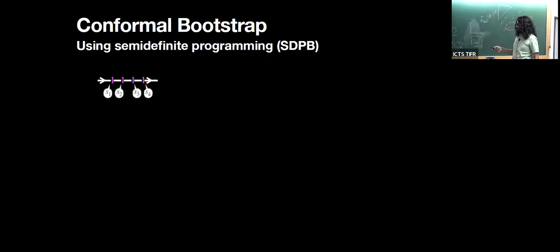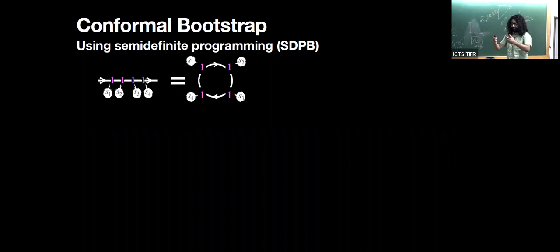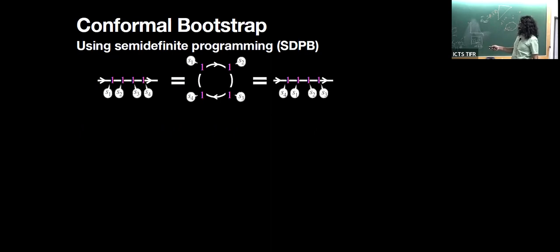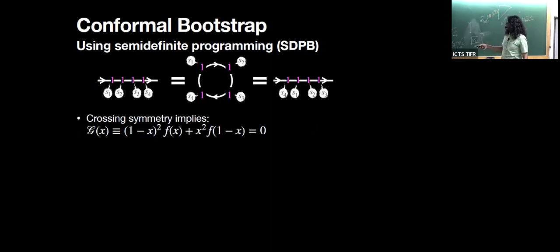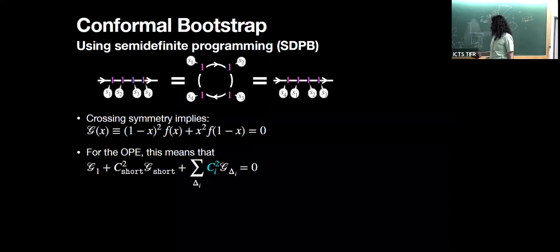So where is the crossing coming in? The crossing comes in the following way. If I have this line with S1, S2, S3, S4, the line is actually equivalent to the circle. So I can make a circle, and then I can open the circle again. So S1, S2, S3, S4 is equivalent to S4, S1, S2, S3. This is the crossing symmetry. Using that, you can write a crossing equation in terms of F. This is the conformal bootstrap equation, the crossing equation which we are going to solve using the bootstrap.